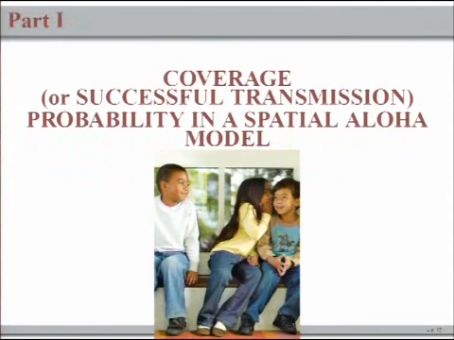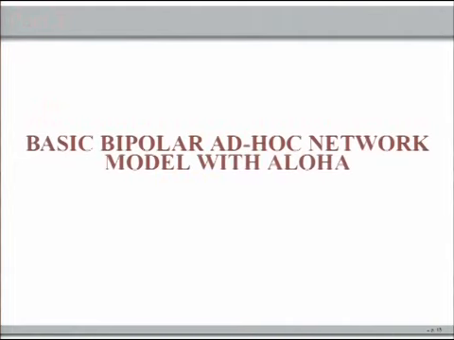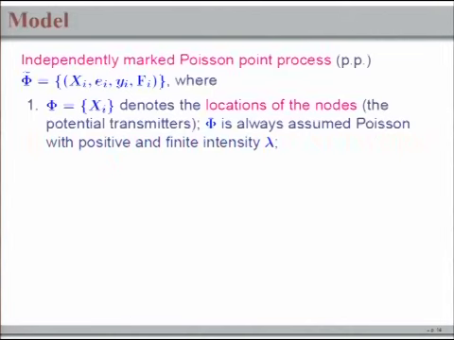Part 1. Coverage probabilities, or successful transmission probabilities, in some basic network model with ALOHA medium access. So here is the description of my basic model, the very basic model for which we are able to calculate very many things quite explicitly. We can study it, optimize it, and it gives rise to more complicated models that I'll show you later on.